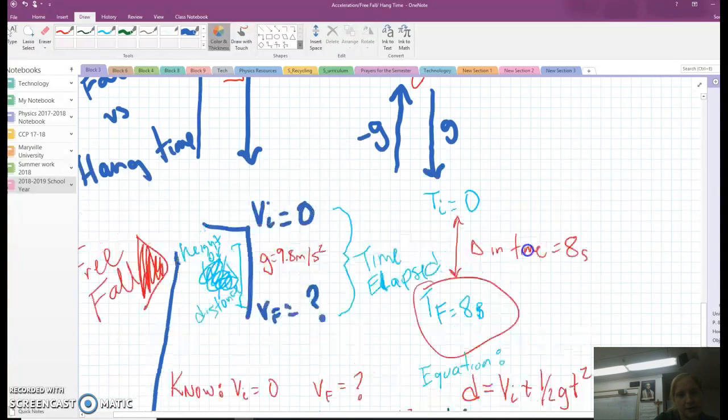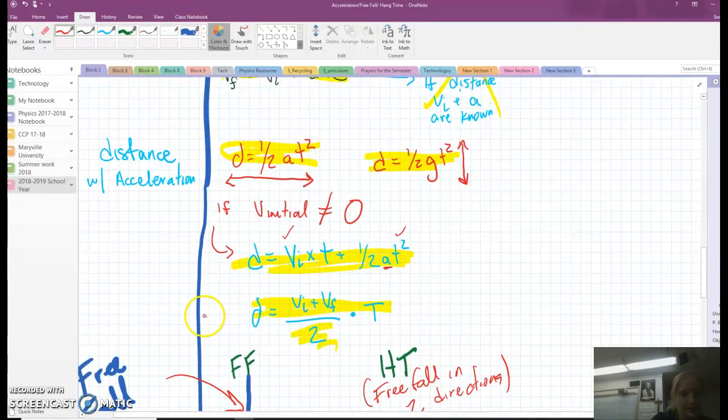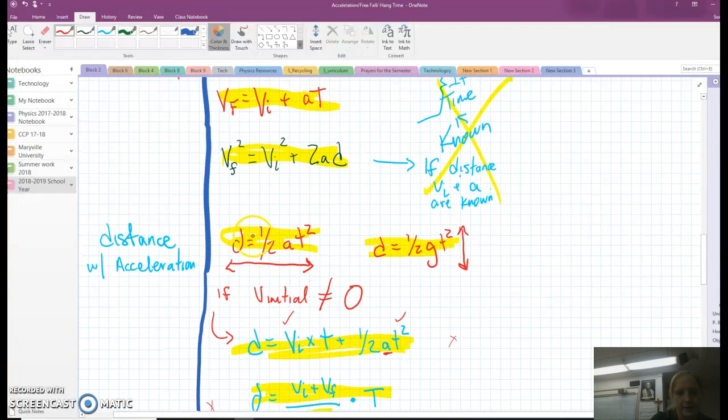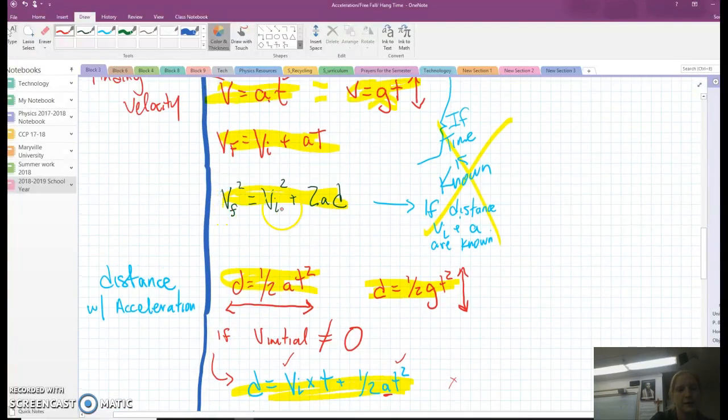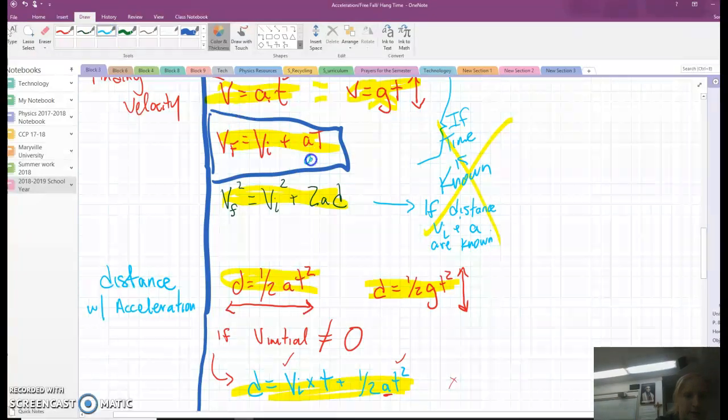So if I scroll up and I look at the equations I was given, wait a minute. No, not that one. 1/2 G, I don't have time. Not that one. No, it's not D equals 1/2. I'm looking for, no. Wait a minute. This one. This one has what I'm looking for. It has all the letters that I need. Remember, A can also be replaced with G.